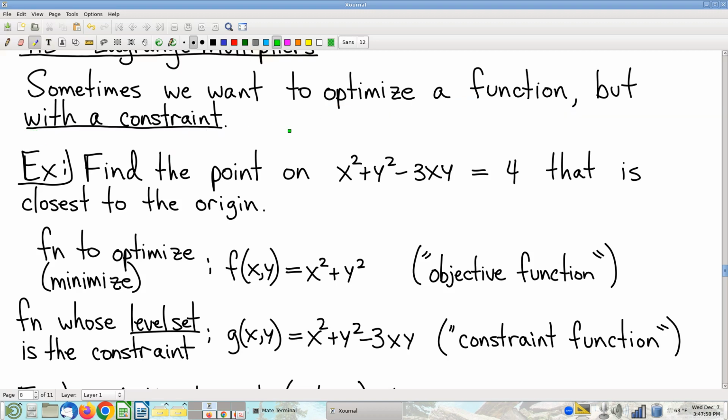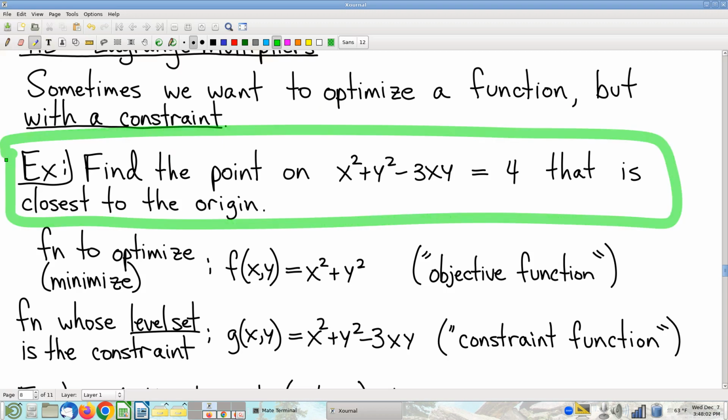It's easy just to see it with an example. Let's look at this question right here. You want to find a point on this curve. Here's a curve. On this curve, find the point that's as close as possible to the origin. Where on this curve is closest to the origin?